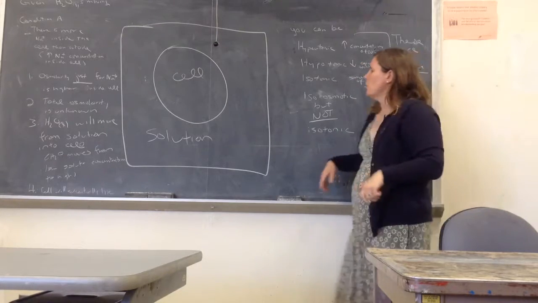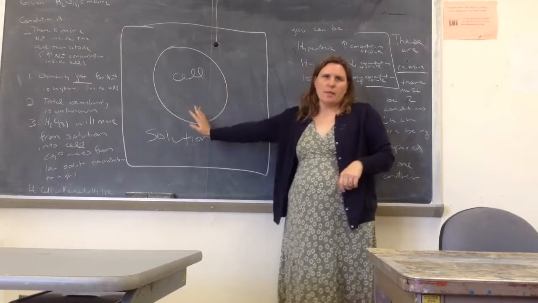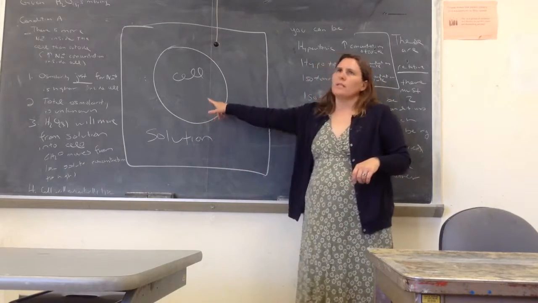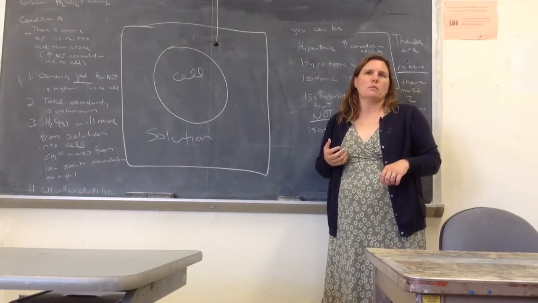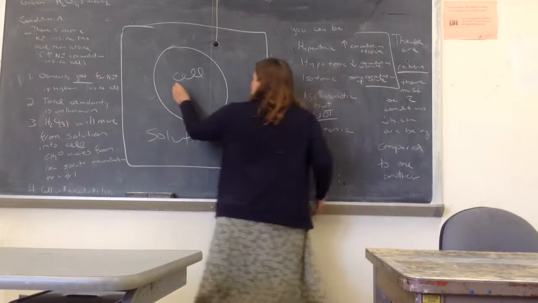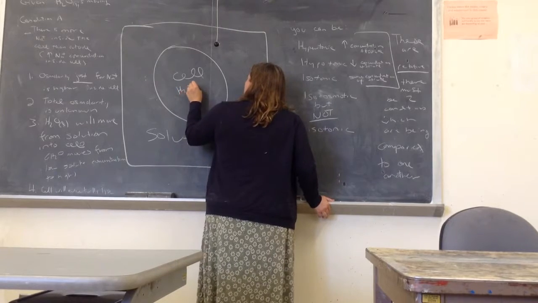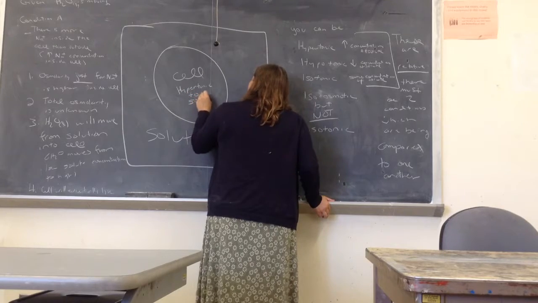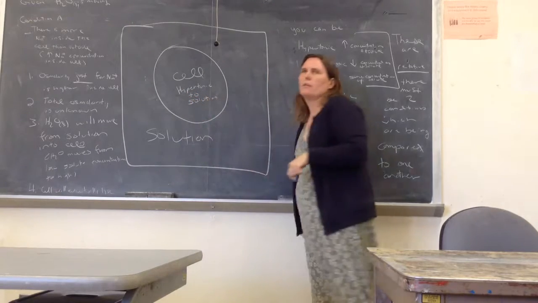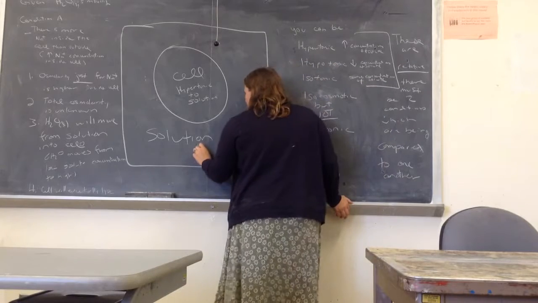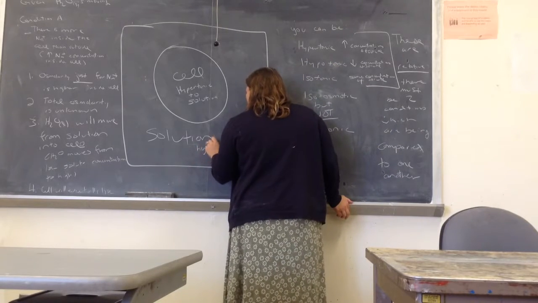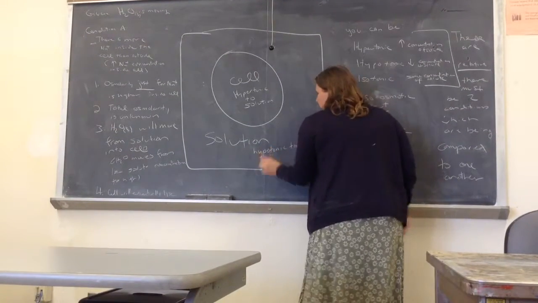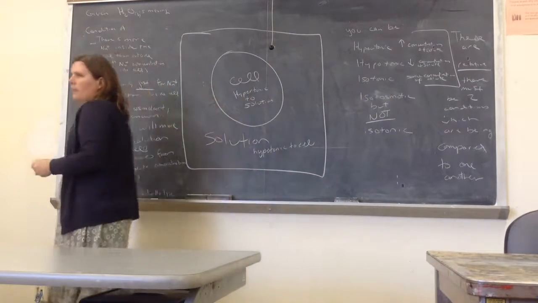All right. So in this example, example A, is the solution hypertonic or is the cell hypertonic? Which one has more? The cell, right. So the cell is hypertonic, and you always have to say to what? To solution. Which one is hypotonic? Solution. Right, hypotonic to cell. So all we have to know is number 3.